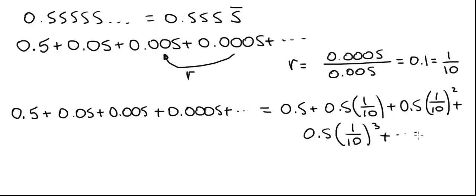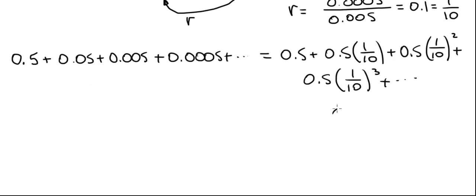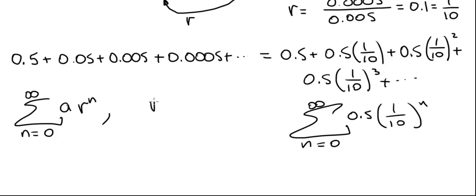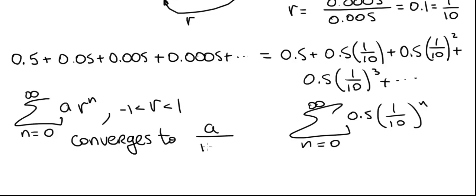Expressed in this way, we can write it using summation notation. This is the sum from n equals 0 to infinity of 0.5 times 1/10 to the n. And recall that in standard form, a geometric series is written as the sum from n equals 0 to infinity of a times r to the n. When r is between -1 and 1, this series converges to a divided by 1 minus r.